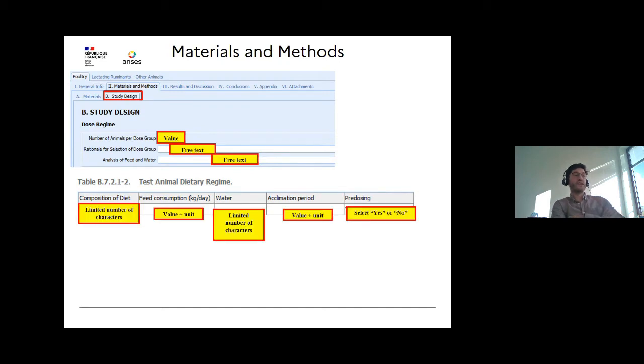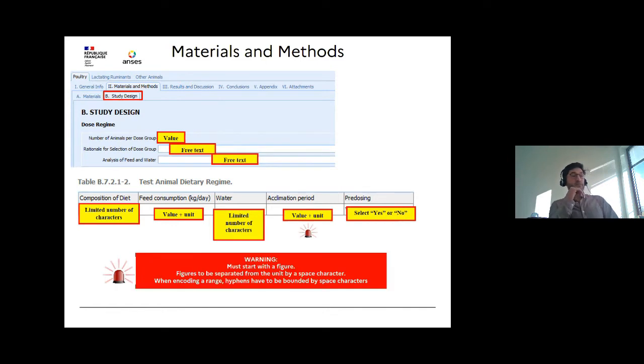You have to enter a limited number of characters for composition of the diet and in water columns. You have to enter a value and its unit for feed consumption and the acclimatation period. You have to select yes or no for the predosing column, to know if a predosing occurs in the metabolism study.